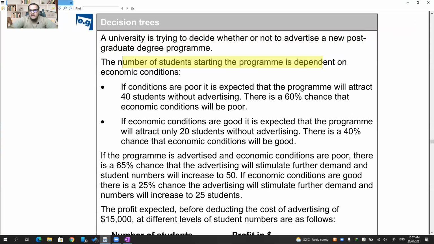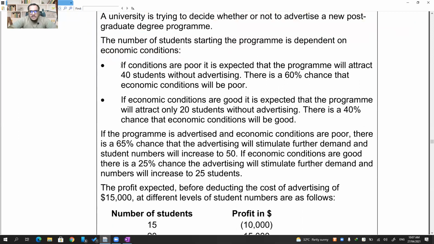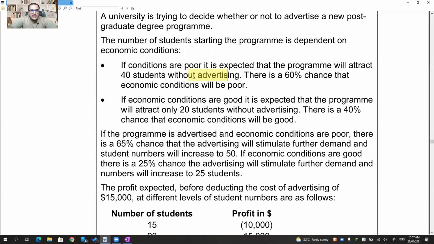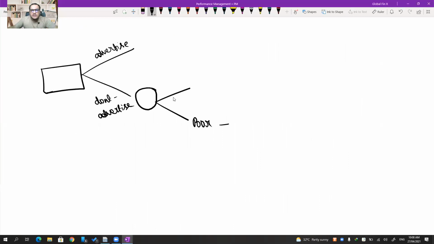The number of students starting the program depends on the economic conditions. If the economic conditions are poor, it is expected that the program will attract 40 students without advertisement. Read the sentences carefully. If the conditions are poor, it is expected the program will attract 40 students without advertisement. So poor conditions, no advertisement, 40 students. This is the first part of the graph.